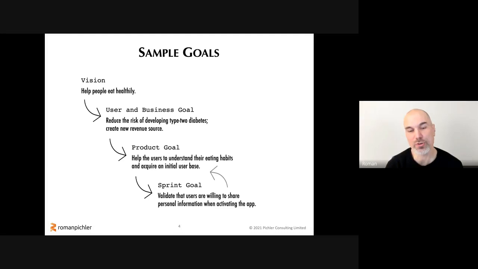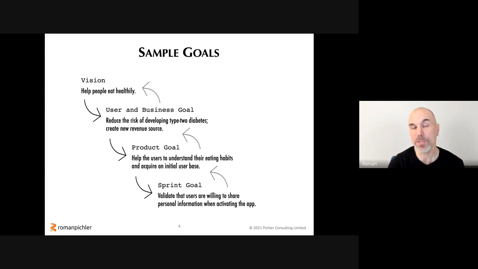And that is, if we struggle to meet our sprint goals, then this is likely to indicate that there's something not quite right with the product goal, and we may have to adjust or rework this goal. And if we fail to meet one or more product goals, again, we should reflect on the consequences for the user and business goals and see if we have to make any changes to those goals. And if we fail to meet the user and business goals that we've set ourselves, well, maybe then there's something not quite right with the vision.